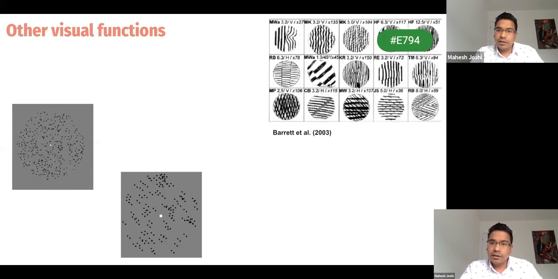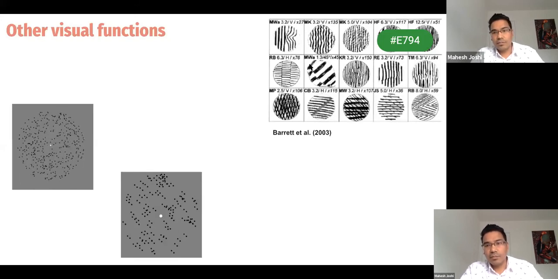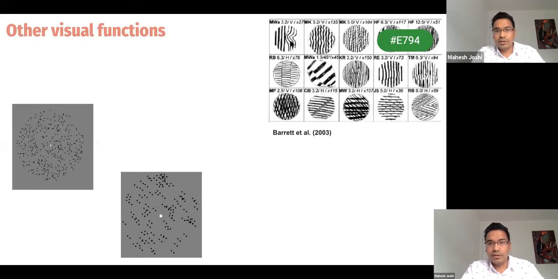And another interesting thing is that when we talk about amblyopic vision, we clinicians only think about visual acuity as a measure of what they are seeing. But in this interesting experiment by Barrett in 2003, they found that even their perception of sinusoidal gratings or Gabor patches is also affected in amblyopia. So instead of seeing a straight sinusoidal grating, they are seeing some kind of distortion there as well.